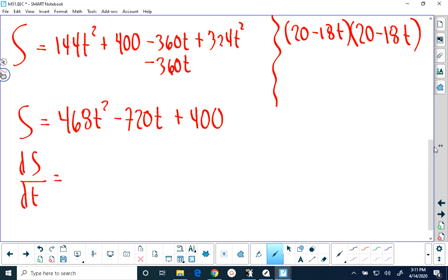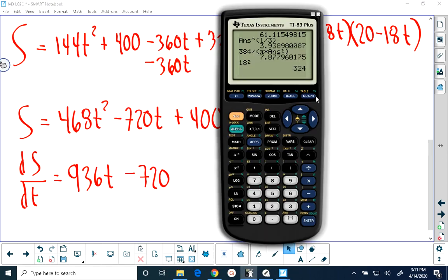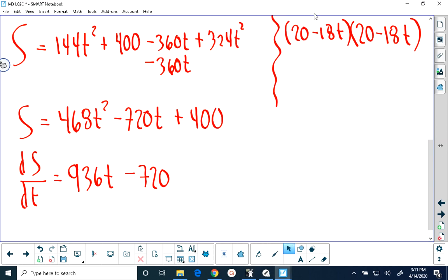Now we can find ds/dt, which is 2 times 468 times t, which is 936t minus 720. I will check that on my calculator in a second. We're okay. You get a derivative that's linear. I wouldn't even worry about factoring this.